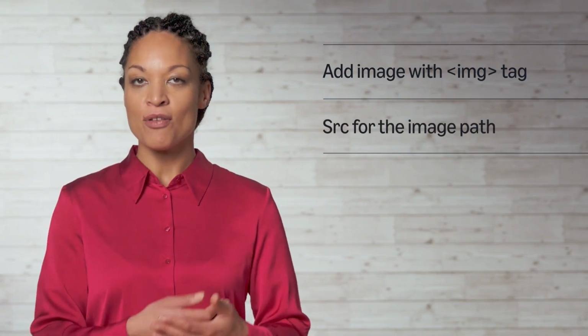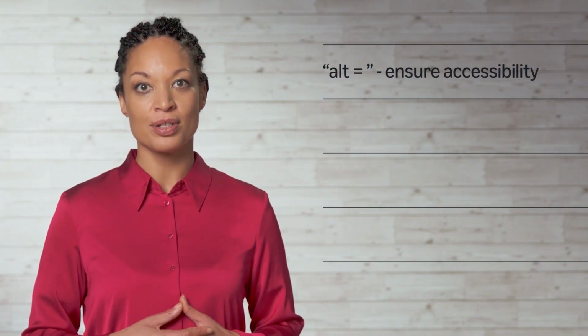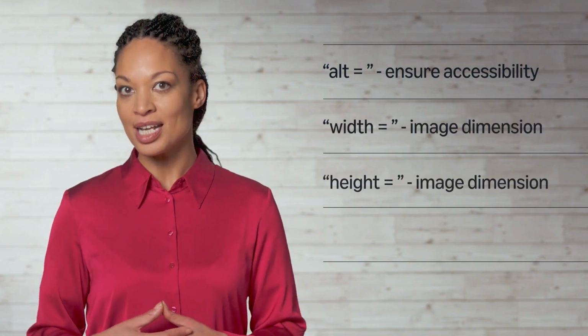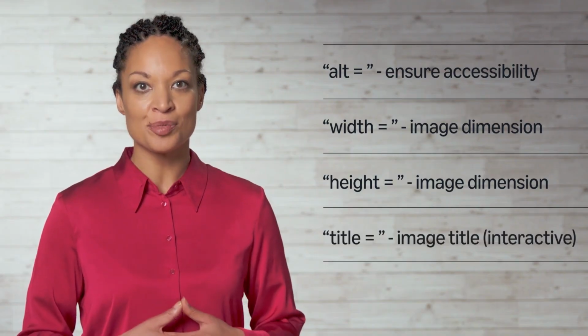This video has shown you how to use the img tag to add images to your web pages and how to specify an SRC for the image path. You learned about the importance of adding an additional text description using an alt attribute, which ensures that the images are accessible to all users. You now know that width and height attributes can be used to control dimensions, and a title attribute can add hover text.